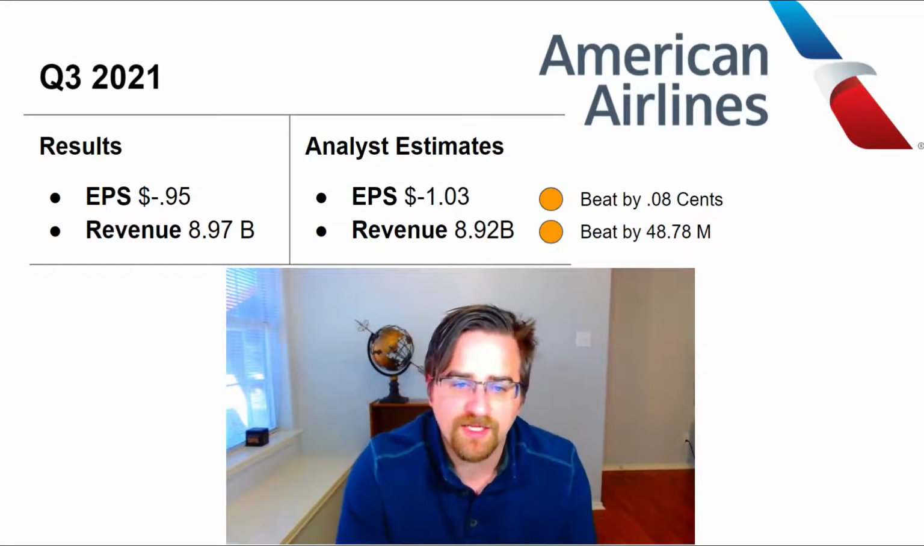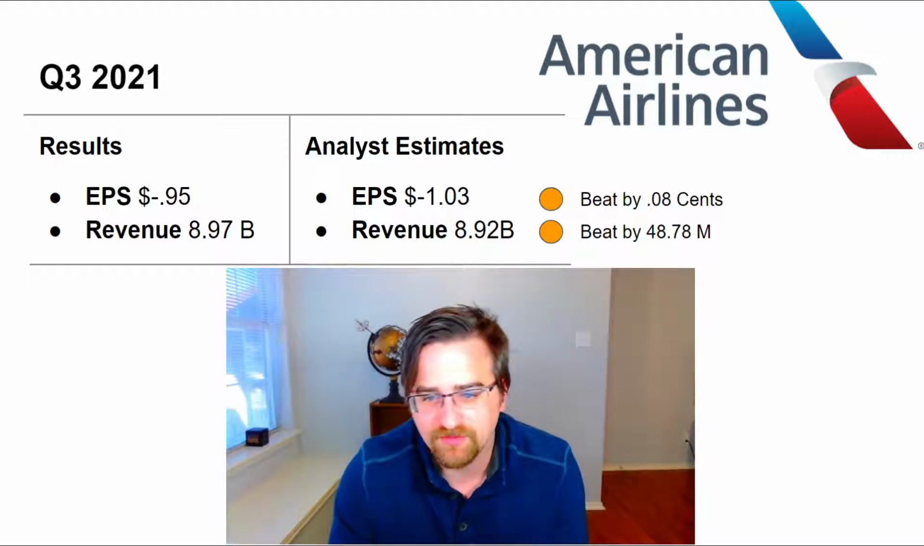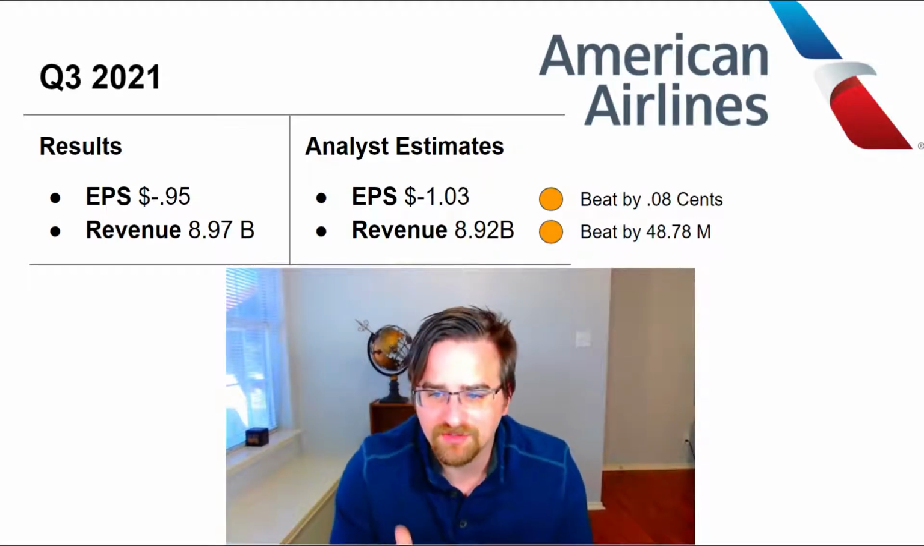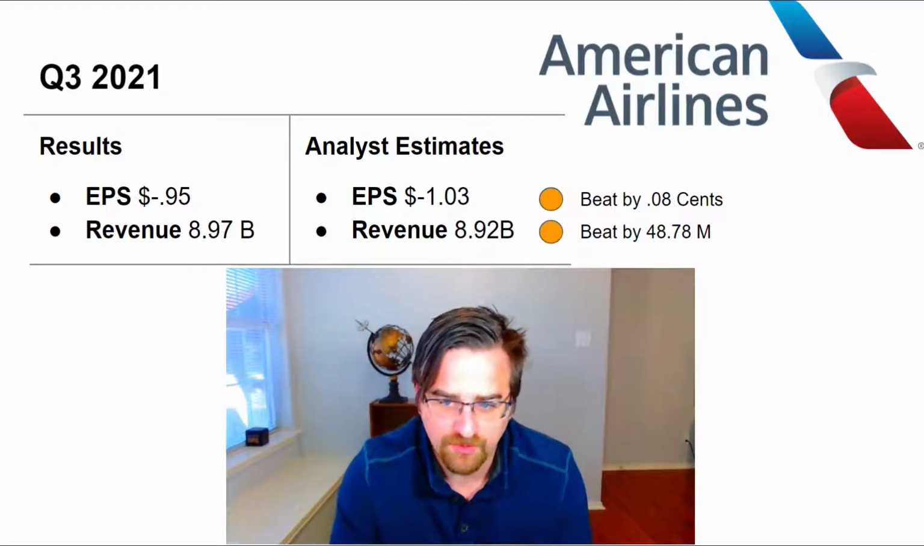On the revenue side, they reported $8.97 billion in revenue, and the analysts had them at $8.92 billion, so they beat by about $48 million, still in yellow as it's a very slight beat and their earnings per share is still negative. So I had to keep both of those yellow.